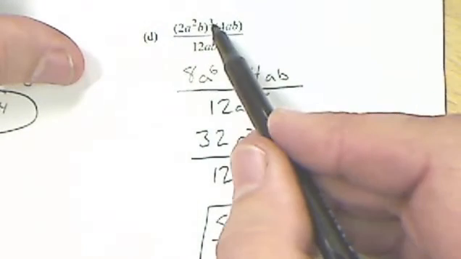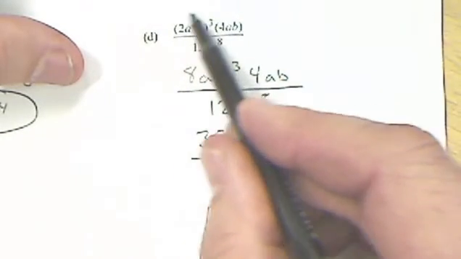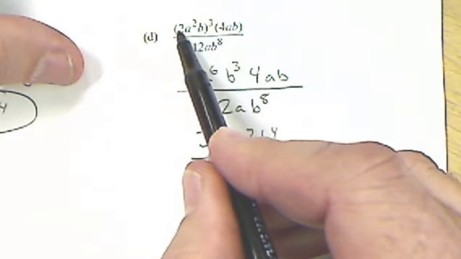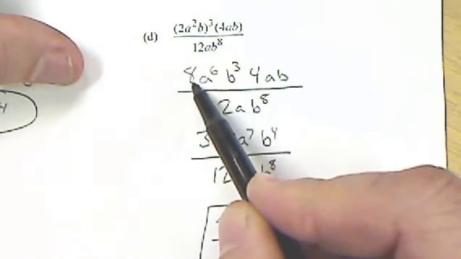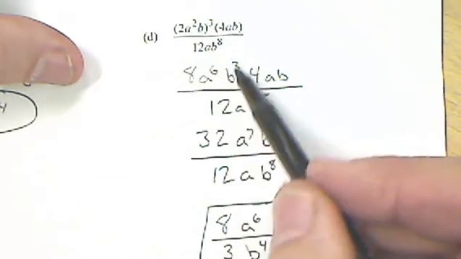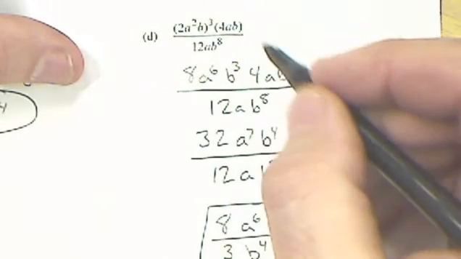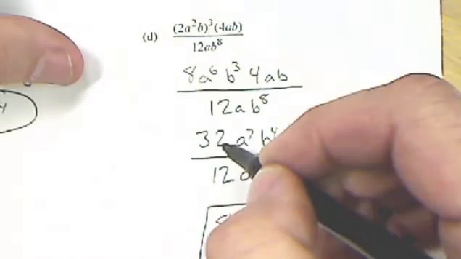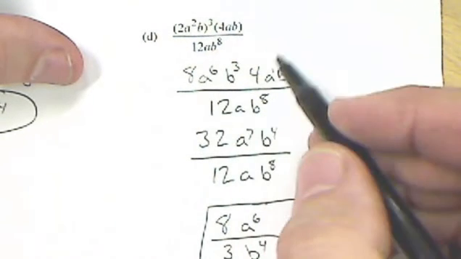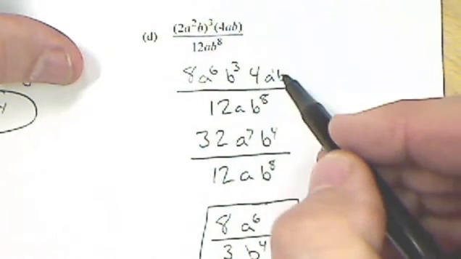Hardest one here. You have to do the exponent here before I can do this multiplication. So I cube that. 2 times 2 times 2 is 8. A squared cubed is a to the 6. B cubed. And now 4 times 8 is 32. A to the 6 times a to the 1st, say a to the 7th. And b to the 4th.